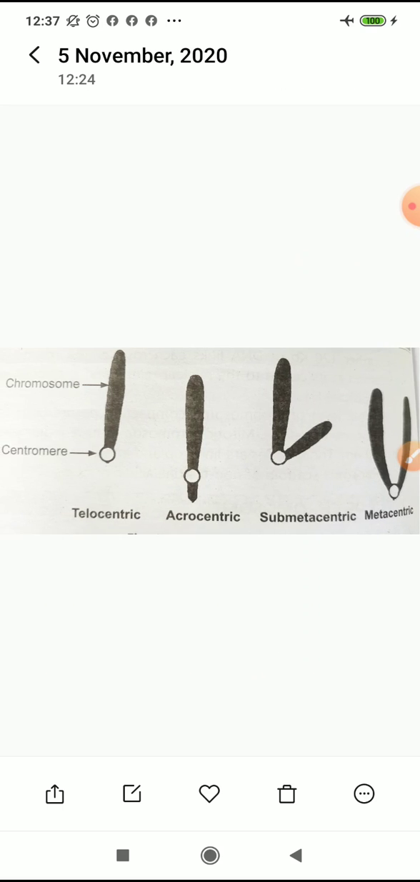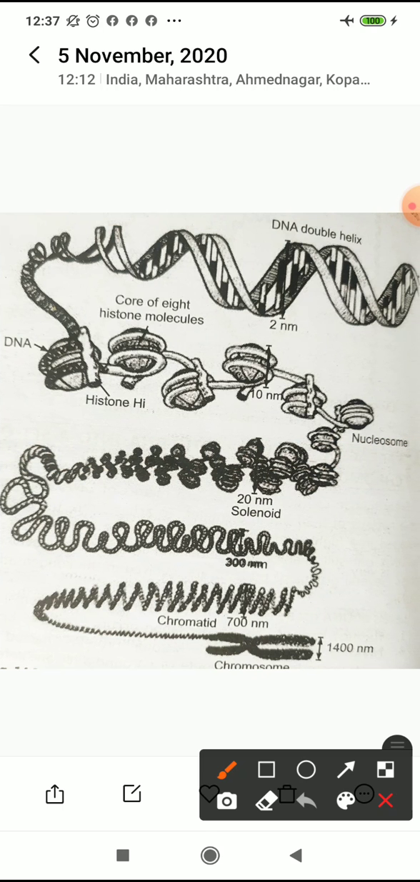So this figure shows how folding, or coiling and supercoiling, of basic chromatin material forms the chromosome. See here, you can see the chromosome. From this chromatin material, by the process of coiling and supercoiling, at last the chromosome is produced, or DNA is packed in the chromosome.